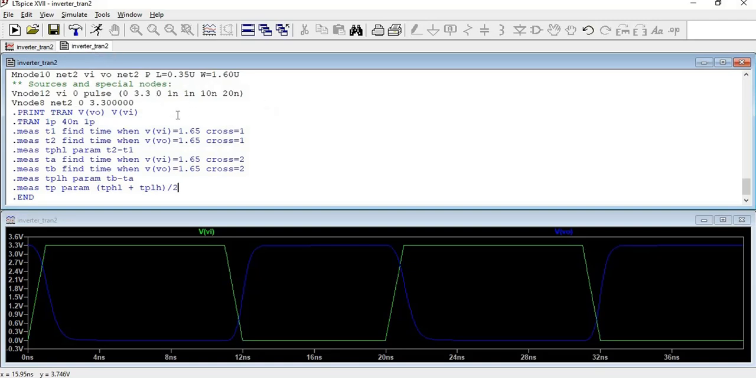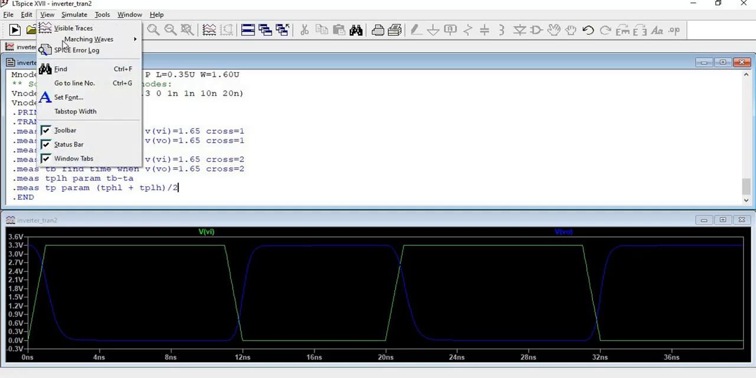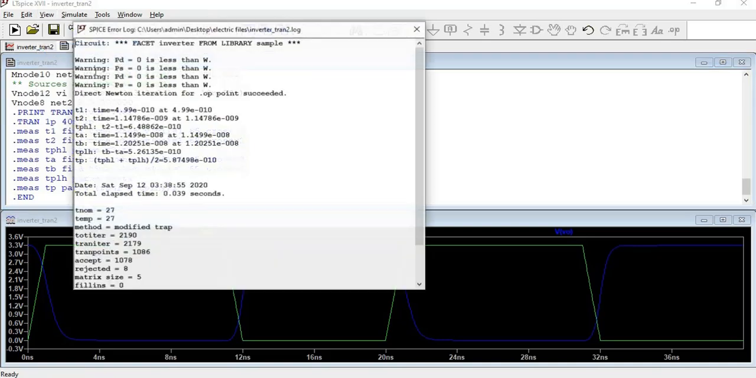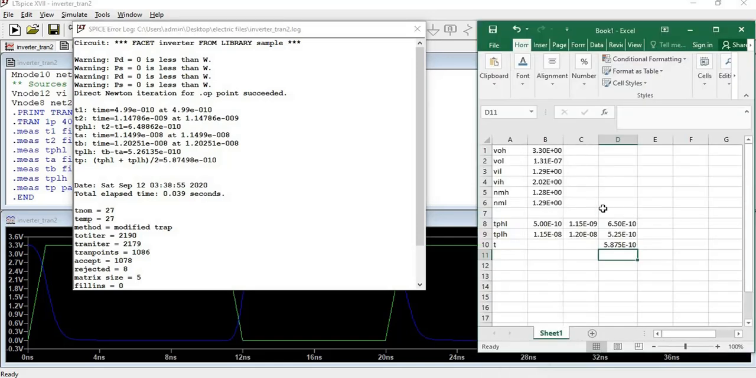So don't forget to save your file. Then going to run. Again, you can only see the result of your .measure commands using View and SPICE Error Log. So you now have these results from your LTSpice. Let us compare them to the results we got from our WinSpice, which we saved in our Excel file.